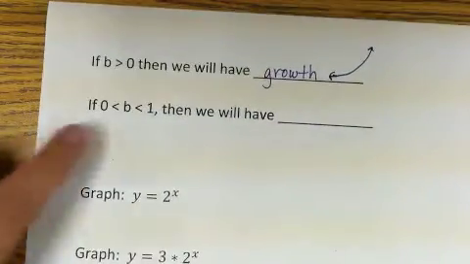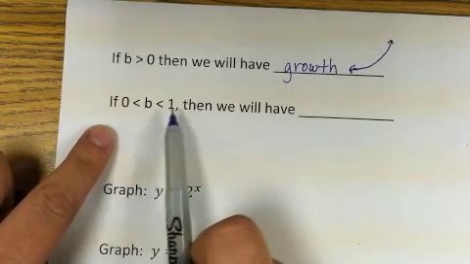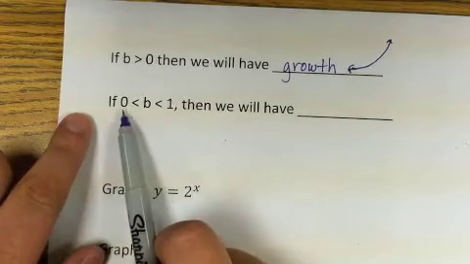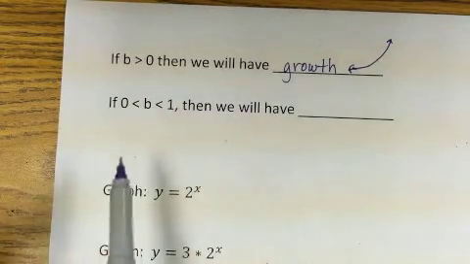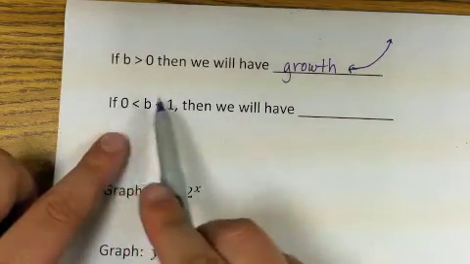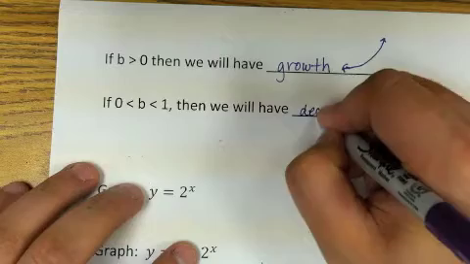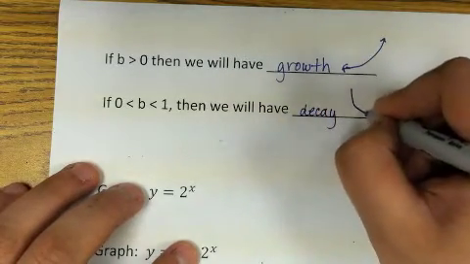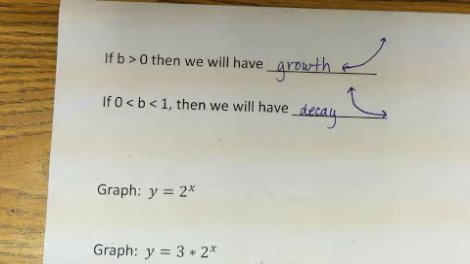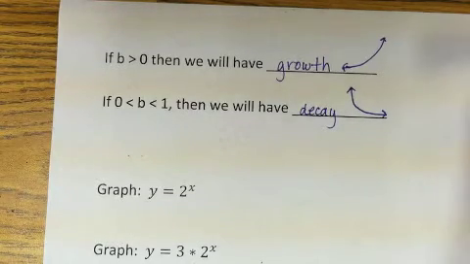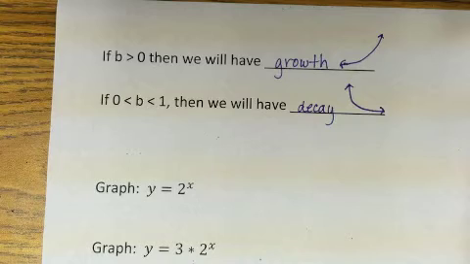Okay? Now, the way that you interpret this inequality here, this is referring to if B is between 0 and 1. Okay? For example, a half, a quarter, 1/3. Okay? As long as B is in between 0 and 1, then you're going to have decay. And remember, that's going to go down. Okay? So, you should be able to know at least two things as far as the graph goes. You should be able to determine what the y-intercept is, and you should be able to determine whether or not your equation is going to represent a growth or a decay.